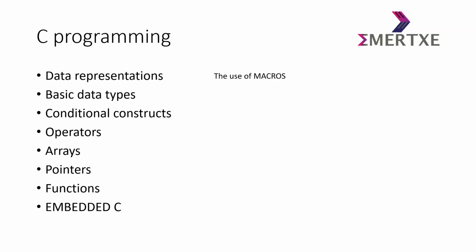So we started by learning C programming from scratch. The instructor did not assume that we knew everything. She started from the basics: data representation, data types, conditional constructs, operators, arrays, pointers, functions. And then later on, we went into embedded C, where we noticed some little differences between the syntax there and that of core C.